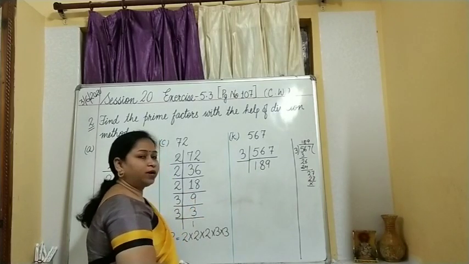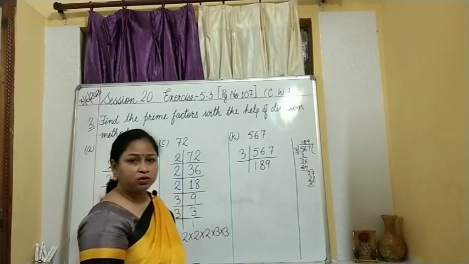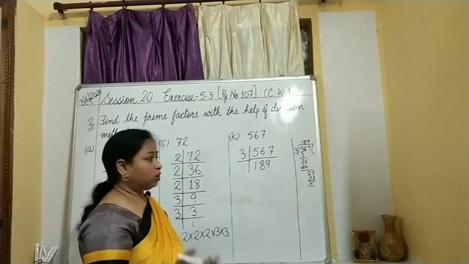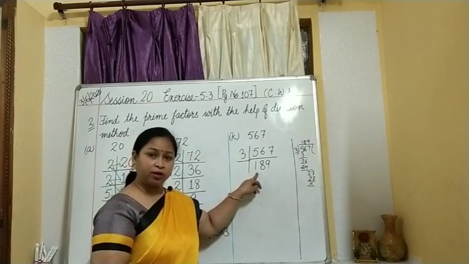Right? Now you have got 189. This is not divisible by 2, that is why we have moved to 3. So let us check whether it is divisible by 3 again.